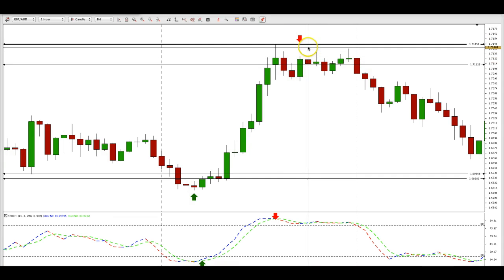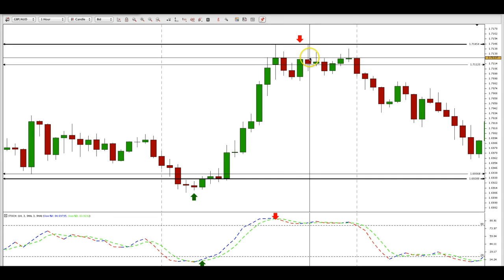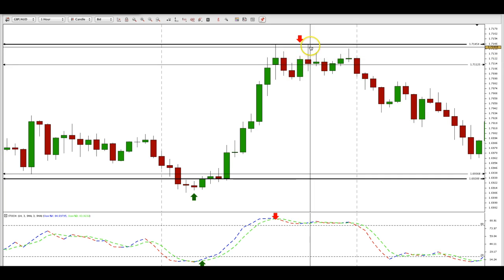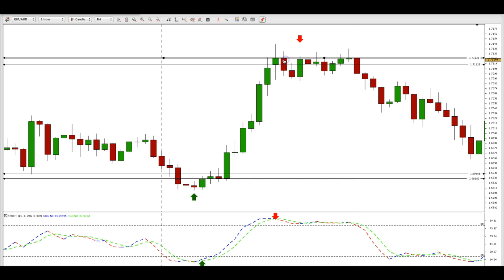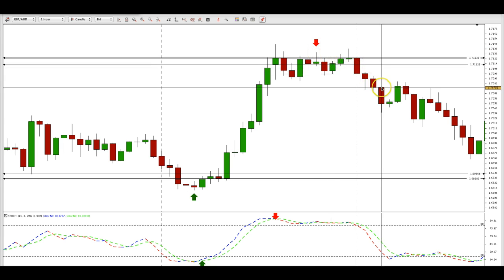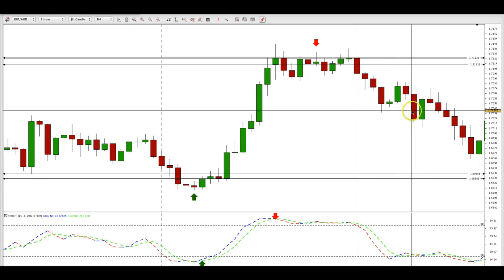So the market retested the highs and came back down below and closed below the resistance level. And on this strategy, you would have taken a trade on this candle, and eventually the market turned around and went south.